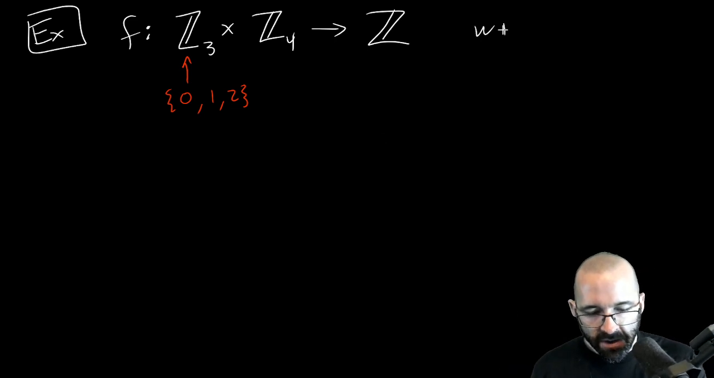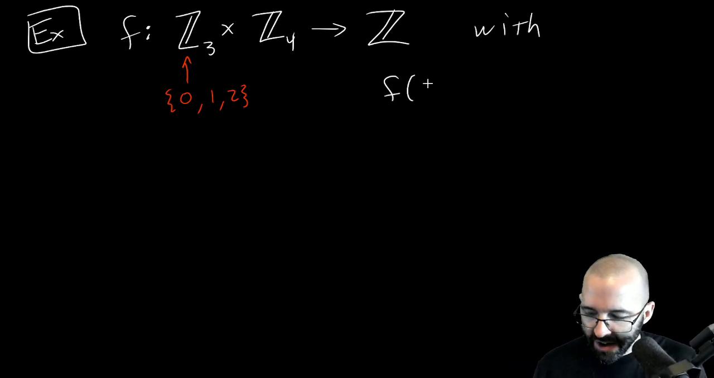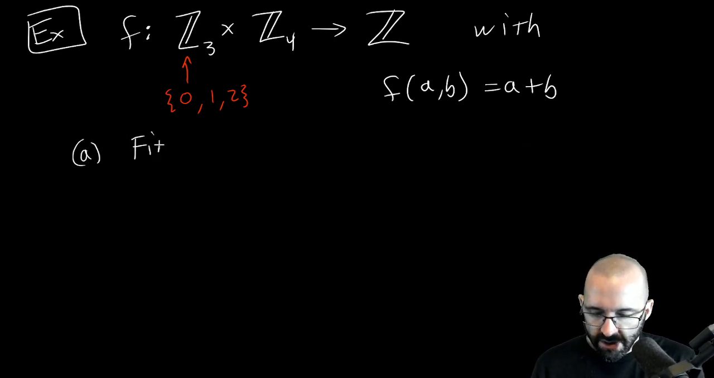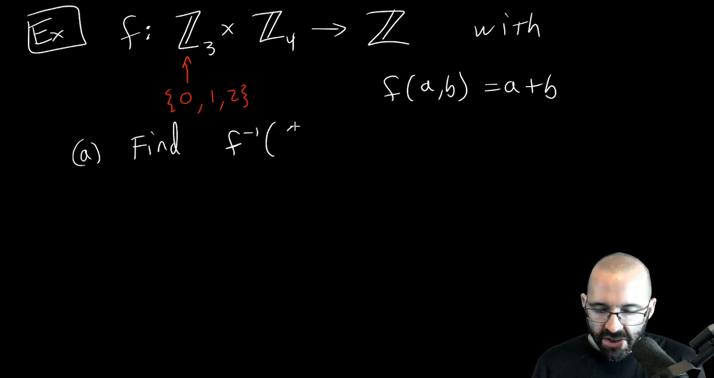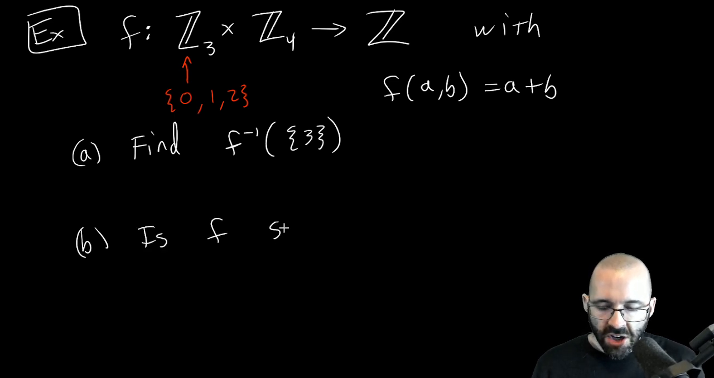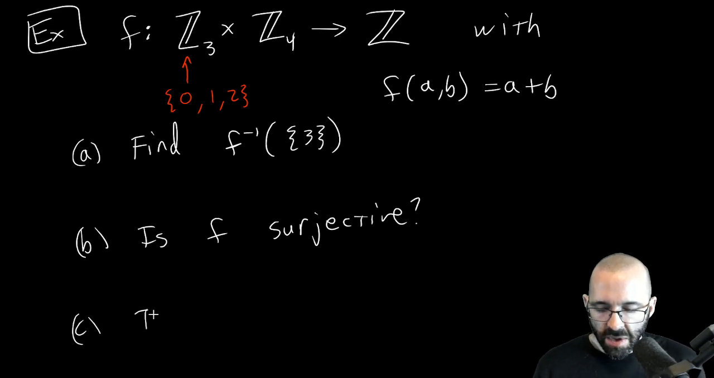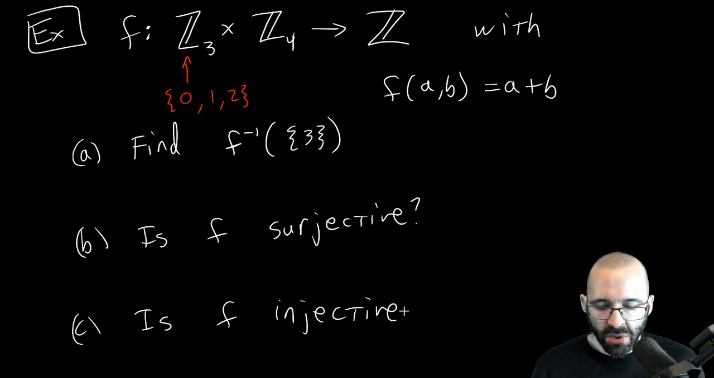And let's say that the rule here is that f of (a, b) is just a plus b. All right. So my question for you is find f inverse, find the preimage of the set containing 3. And then I want you to answer, is f surjective? Then finally, I want you to tell me whether f is injective as well. So pause the video, answer these questions, and let's see what you've got.